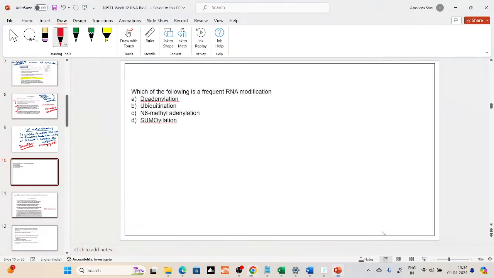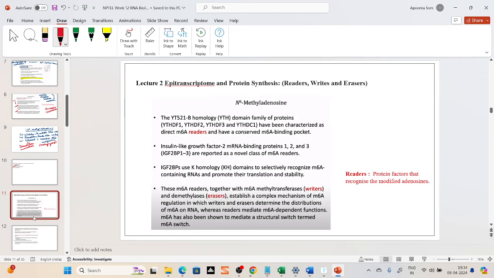Fine. The correct answer is C. All the theory that we are studying, all this story, is about this N6-methyl adenylation only. So the correct answer is C. Fine. Now we'll come to lecture 2, where we continue with what we were studying: readers, writers, and erasers.